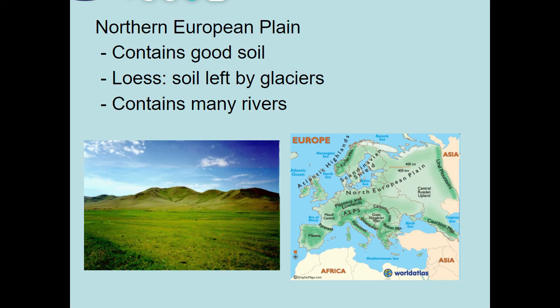And in the Northern European Plain, you see lots of rivers. We're going to talk about those rivers in a minute. But the rivers are important because they provide water to the area, and in ancient times provided transportation and a way to irrigate naturally to be able to water crops.